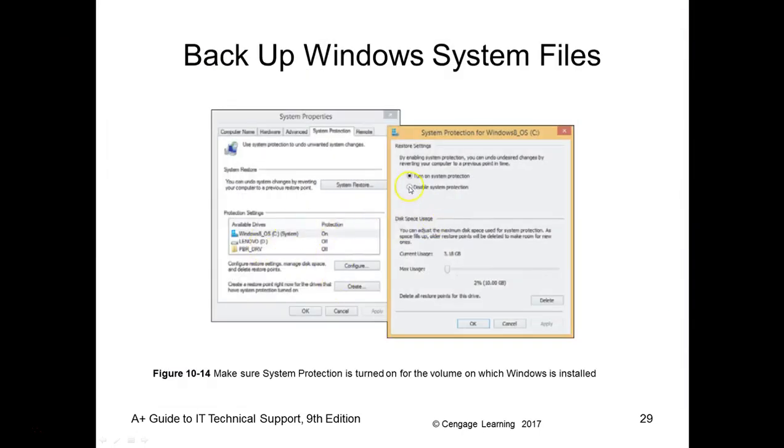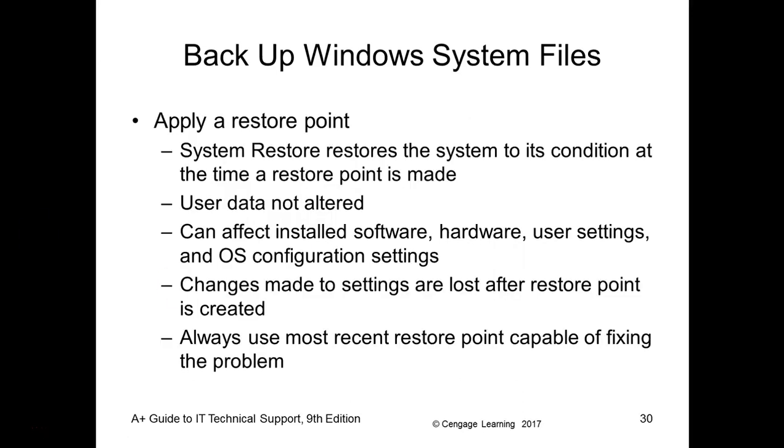Okay, so you can see, you can turn it on. You can adjust how much space you want to allow it to use. You can also go in here and create your own manually if you need to. So you have all those different options with System Restore. Okay. To apply a restore point, you simply just go in and select the restore point you want.